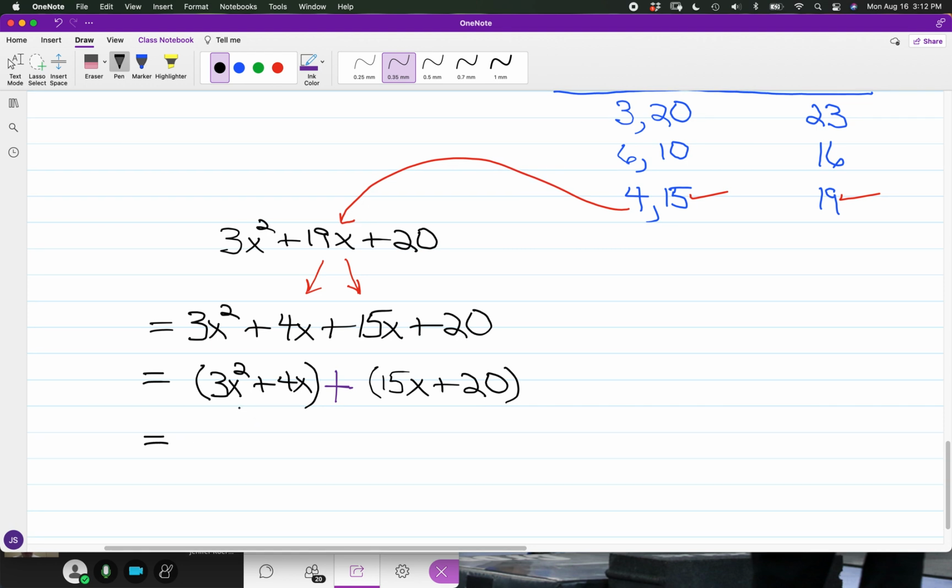Looking at 3x squared plus 4x, this is where the factoring will come in. The highest term that will go into both of these is x. And x into 3x squared plus 4x is 3x plus 4. And we can bring down the addition. Now for 15x plus 20, we're not going to have a variable this time since 20 is just a constant. So the greatest common factor is the highest number that will go into both 15 and 20, and that number is 5. Taking 5 into 15x plus 20, 5 into 15x is 3x, and 5 into 20 is 4.